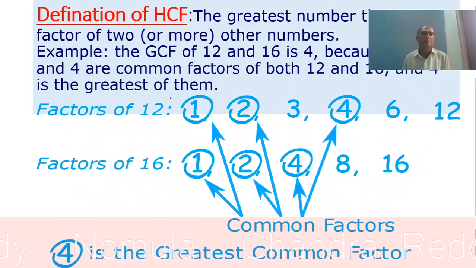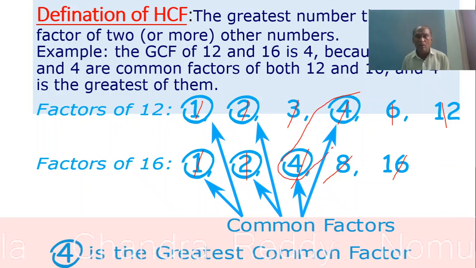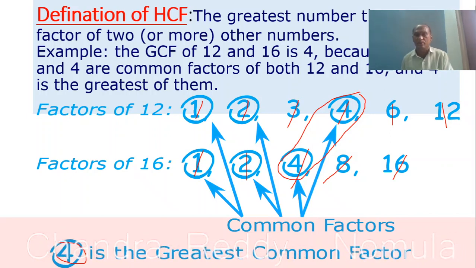For example, the factors of 12: 1 12s are 12, 2 6s are 12, 3 4s are 12, 4 3s are 12, 6 2s are 12, 12 1s are 12. Next, 16: 1 16 is 16, 2 8s are 16, 4 4s are 16, 8 2s are 16, 16 1s are 16. Therefore, the common factors are 1, 2, 4. Therefore, 4 is the greatest common factor.